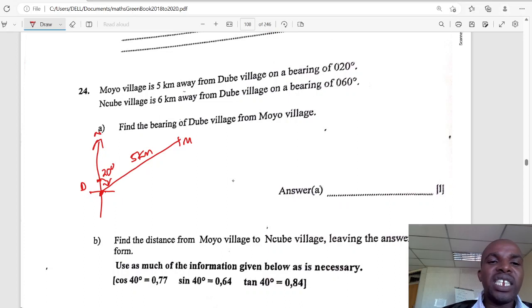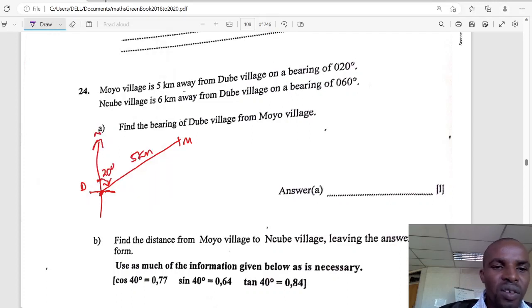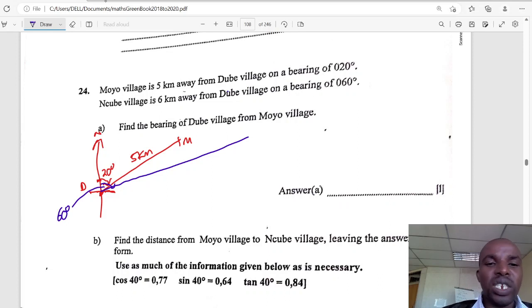Then Ngube village is 6 kilometers away from Due village on a bearing of 60 degrees. So Ngube is now 60 degrees. Let me use different ink here. From the north, the angle is 60 degrees. So 60 is the blue one. It's from the same north. Please take note. And this one is 6 kilometers away. So my Ngube, I can put Ngube here.